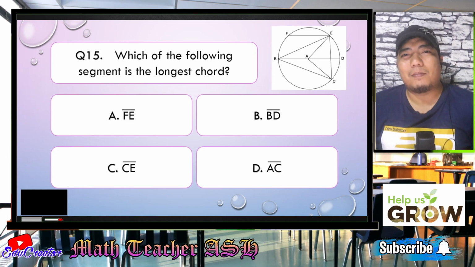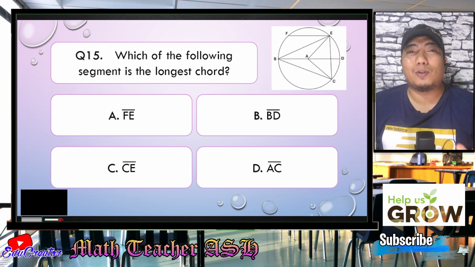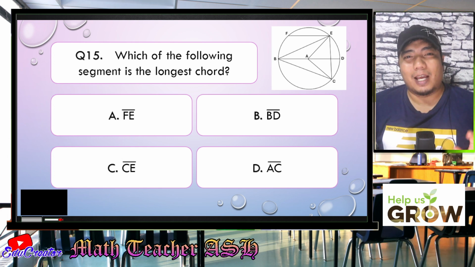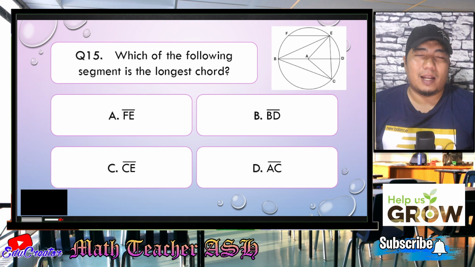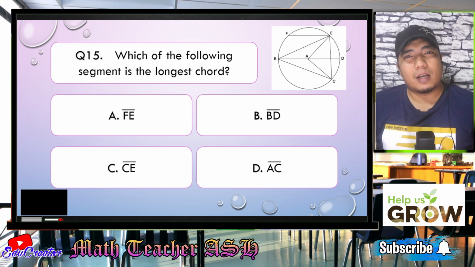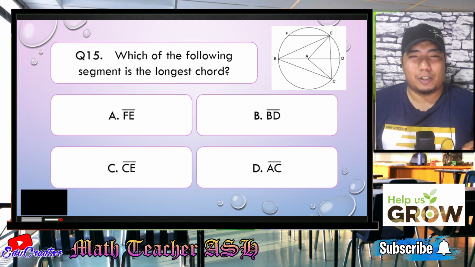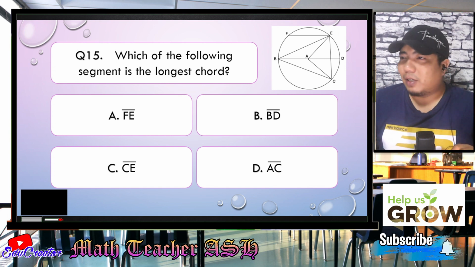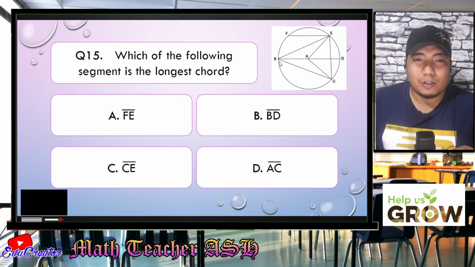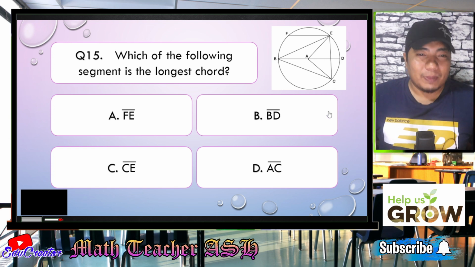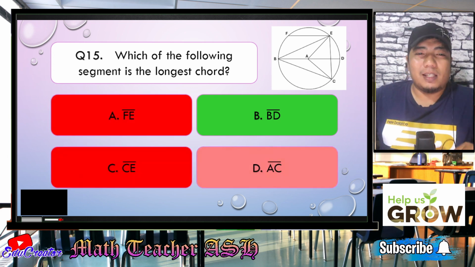All right, my dear math learners. Now, this is one of the easiest questions if you have learned about circles. Now, in the parts of the circle, remember that the longest chord in a circle is basically the diameter. So, we will find the diameter in this given figure. So, that is BD or DB. That is the only one. All right, we already got our correct answer. Easy, right? Very easy, my dear math learners.